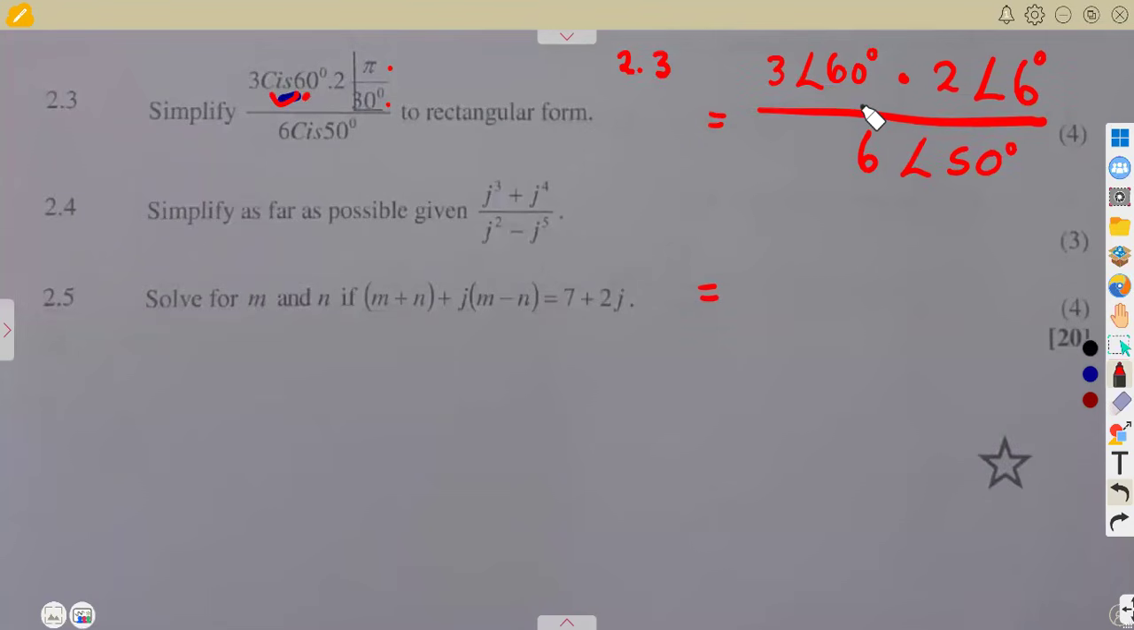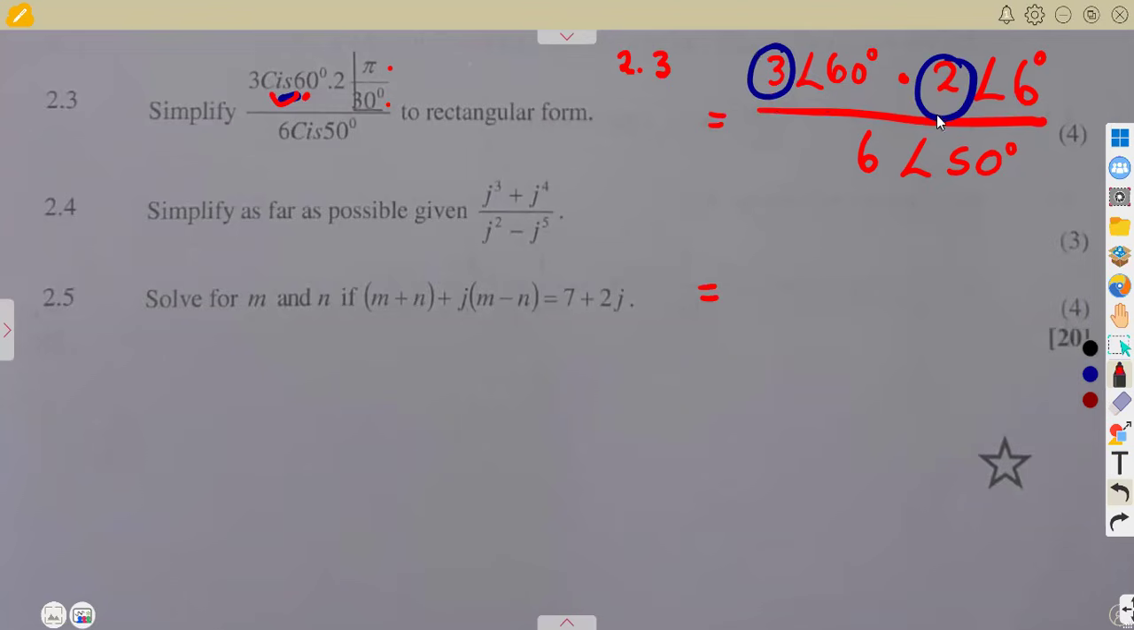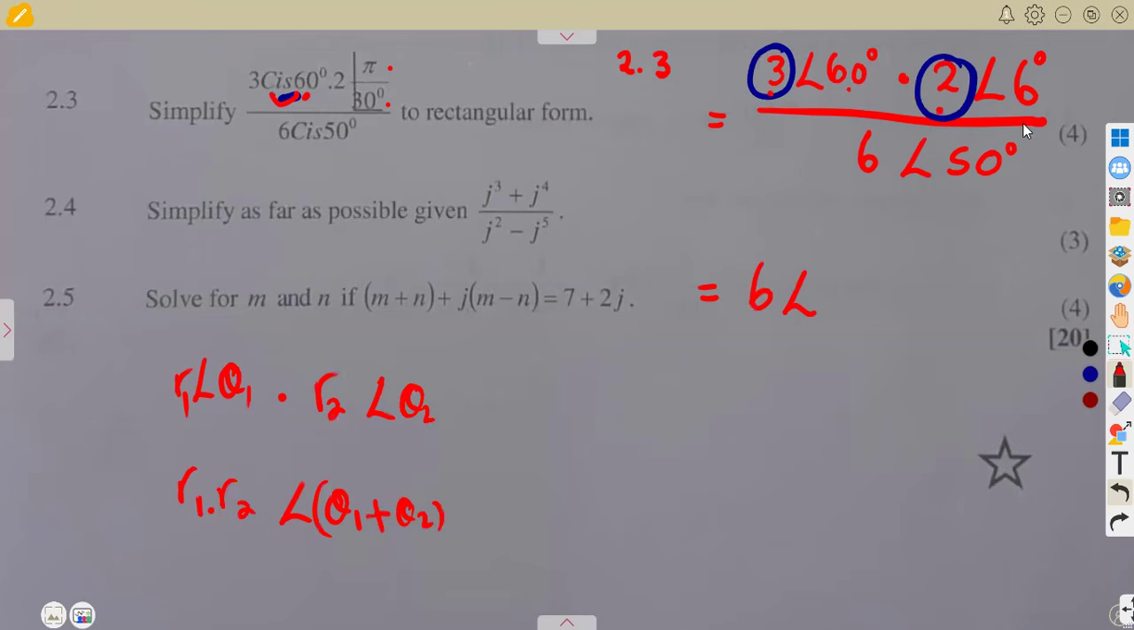If you are working with the polar form, the product, you multiply the numbers, the angles you add. So you're going to multiply the numbers 3 times 2. That is R angle theta. If you're given R1 angle theta 1 times R2 angle theta 2, the product is going to be R1 times R2, and the angles you add, theta 1 plus theta 2. So meaning to say you're going to multiply 3 times 2, which is 6. Then the angles you add, 60 plus 6, which is going to be 66 degrees.